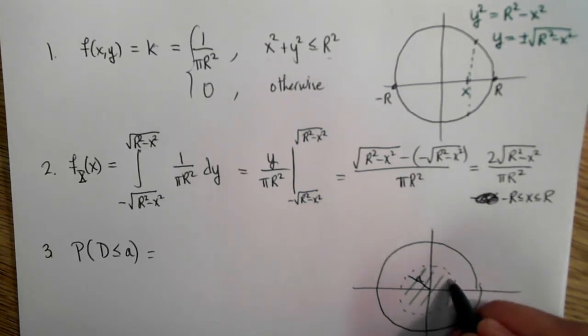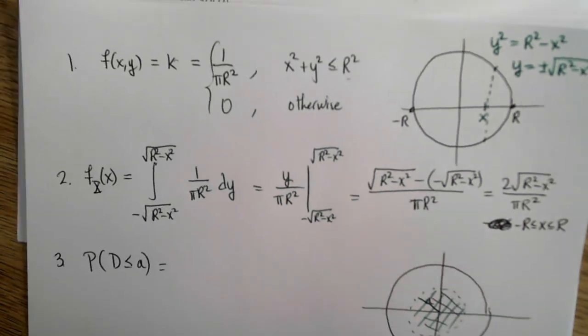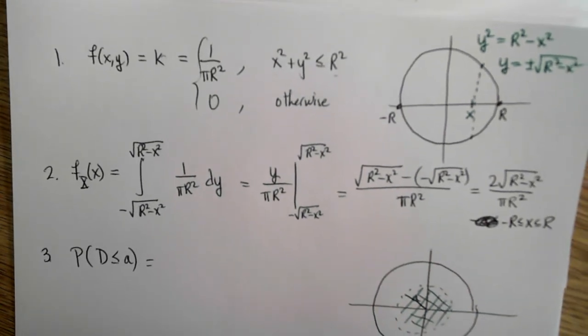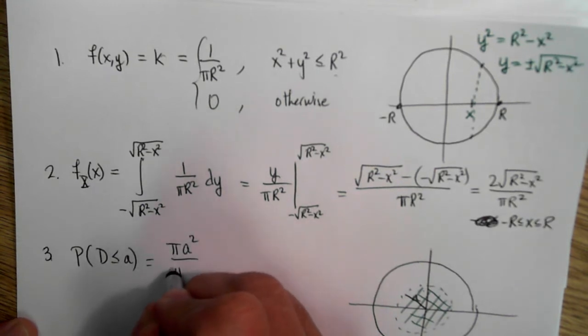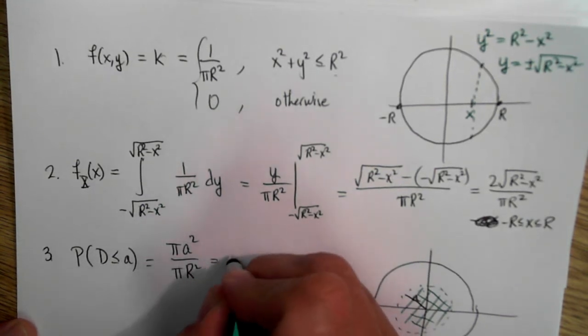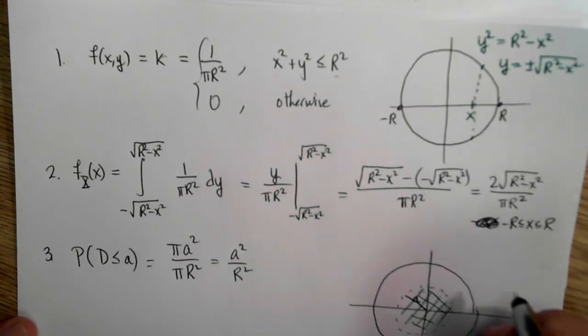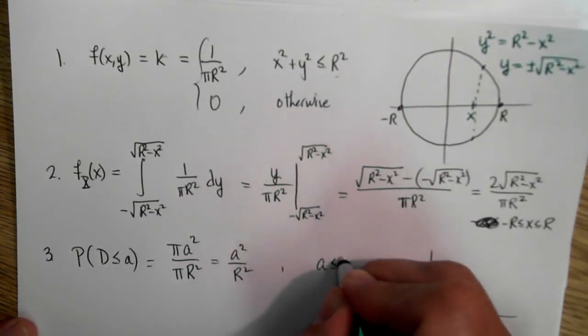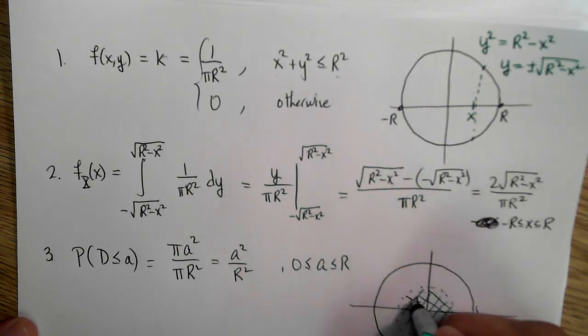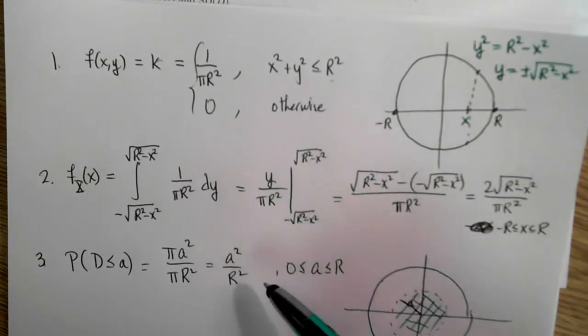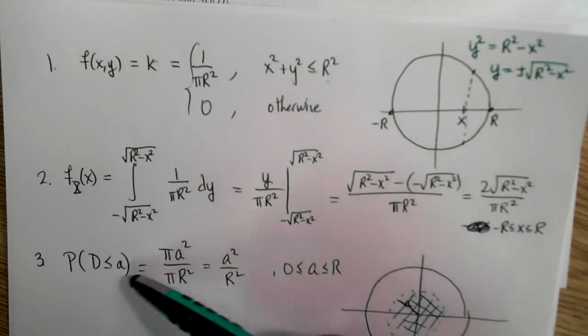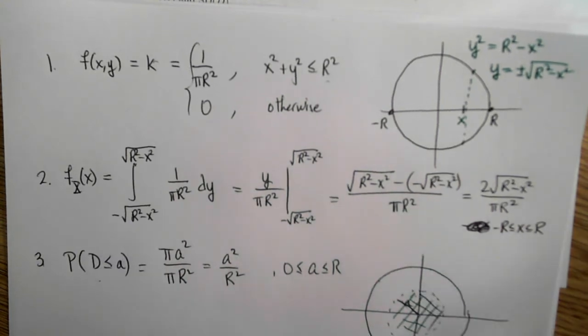Well, the chance of falling inside of the circle, if everything is uniform, and that's a big if, is simply going to be the area of the small circle divided by the area of the big circle. So pi a squared over pi r squared, which is simply a squared over r squared. And this holds as long as a is between 0 and r, that my a here, the radius, is something that's positive, but no bigger than the radius of the big circle. So this one I could do without any direct integration. It's uniform, so it's going to be area divided by area.